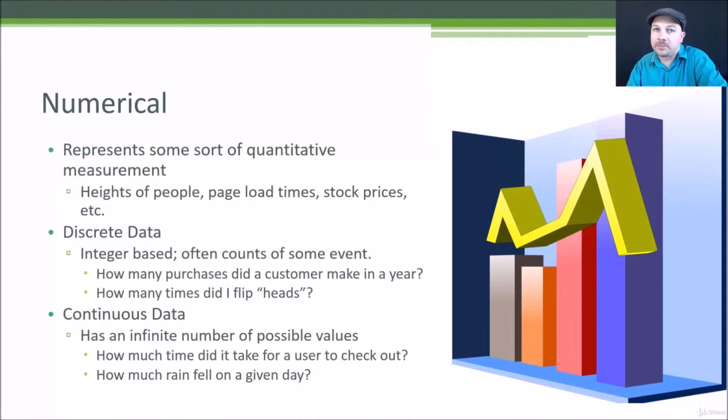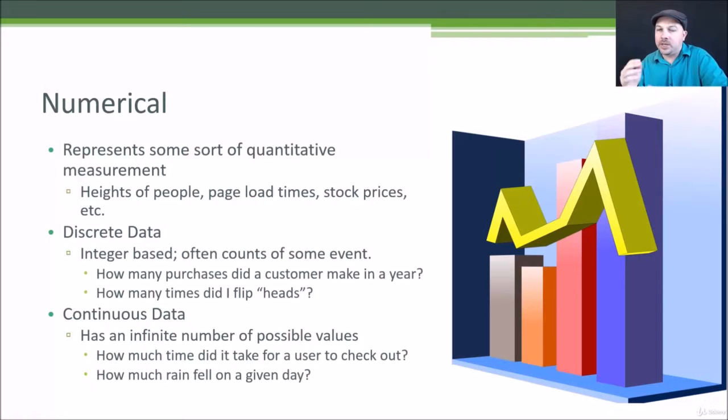Let's start with numerical. It's probably the most common data type. Basically, it represents some quantifiable thing that you can measure. Some examples I have here: heights of people, page load time, stock prices, things that vary, things that you can measure, things that have a big range of possibilities. Now, there's basically two kinds of numerical data, so a flavor of a flavor, if you will.